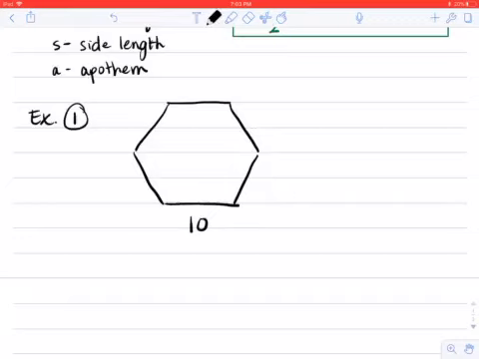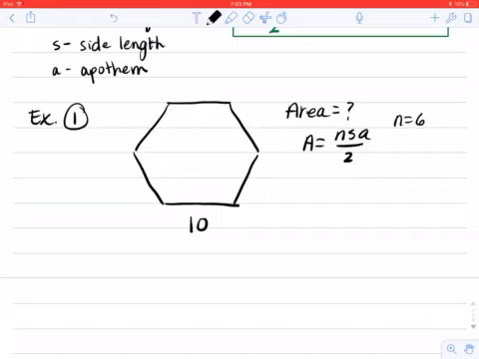It's going to be a hexagon, so if you want to use your little template or just sketch a hexagon, 6 sides. And we have the side length of 10. Find the area. Area is equal to what? Now, you may be asking yourself, that's not enough information. I need NSA over 2. What am I missing? The apothem, right? My number of sides is 6. It's a hexagon. My side length is 10. My apothem, don't know.